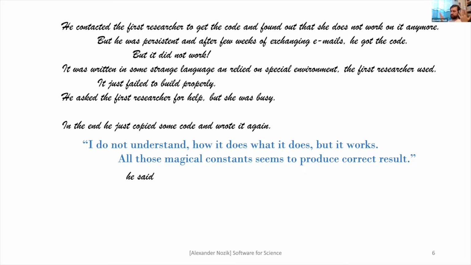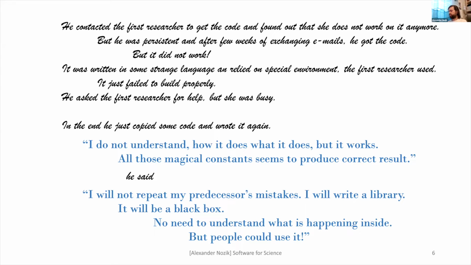But I do not understand how it works, but it does, and it produces a result, and they are very nice. And all those magical constants seem to do what I want, he said. And he decided that he would not repeat his predecessor's mistakes. I will write a library. I will insert this code inside so people do not have to think about all those constants, all those magical parameters, all those environments. I will just put it inside, and it will be like a black box, because all we need is the result.